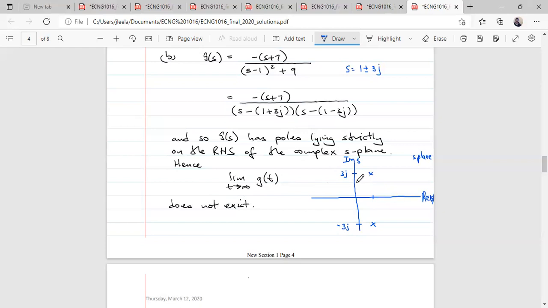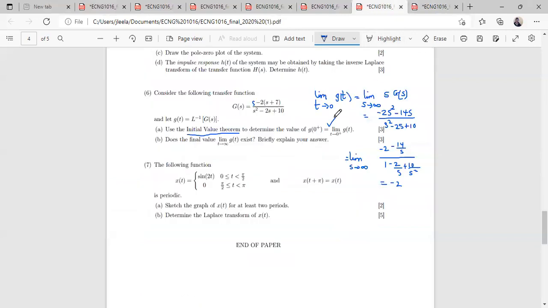Now, if the poles lie in the left-hand plane, or even if they lie on the imaginary axis, the limit would exist, right? Because you will still have some level of stability. Once it's marginally stable or stable, the limit would exist. If it's unstable, that is the only condition where the limit would not exist, right? So that is important. Right, so that part was the other 3 marks.